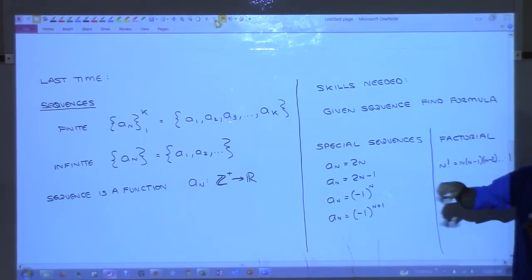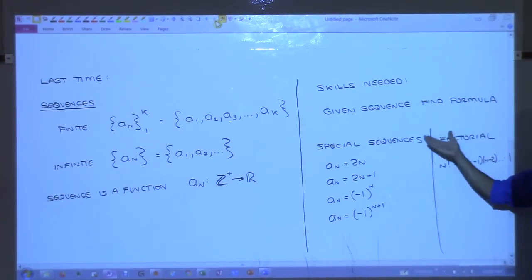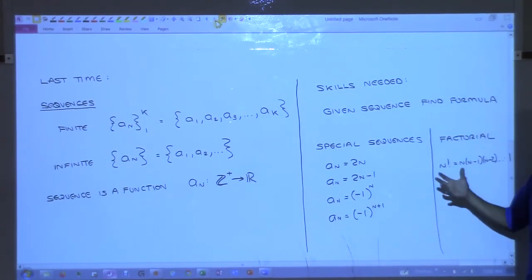Some of the things that we spent a lot of time doing, skills, right? This is where I went around the room and said, here's a sequence, can you come up with a formula? That's just something we're going to need to be able to do. We'll get a lot more practice with it, but it'll just be part of a bigger problem.